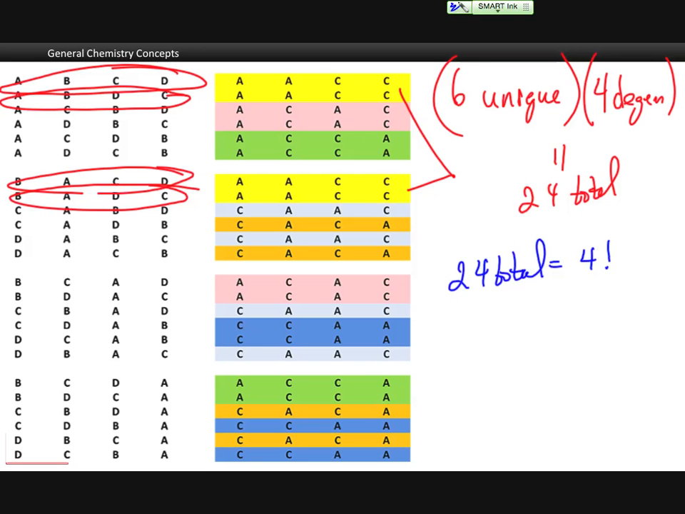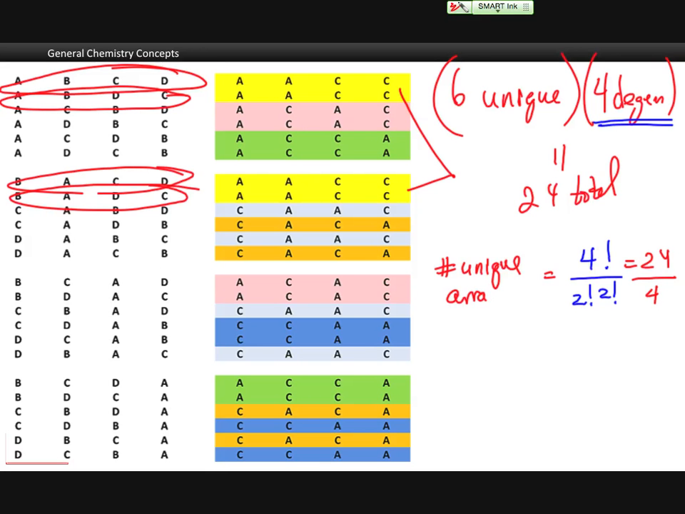And the 4 degeneracies are actually just the 2 factorial degeneracies for A and B being the same, and 2 factorial degeneracies for C and D being the same. And if we do this, we get 24 total divided by 2 factorial times 2 factorial, which is 4, and that's equal to the number of unique arrangements. And this number of unique arrangements, that's what we're going to call the number of ways.